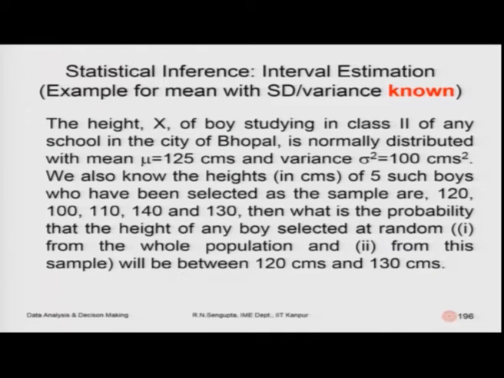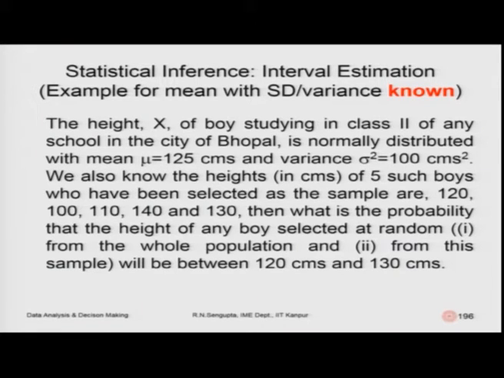Then we want to find out the probability. There are 2 questions. What is the probability that the height of any boy selected at random, number 1, from the whole population, will be between 120 and 130? So, basically we have to find out that the boy selected from the whole population would be in that group, and the boy selected from the sample would be in that group. So, what is that group? That group is basically the interval 120 to 130. So, you have to basically solve it.